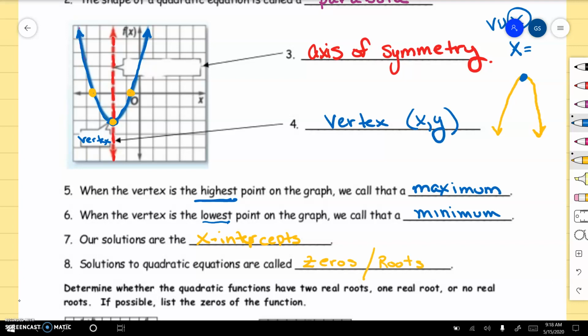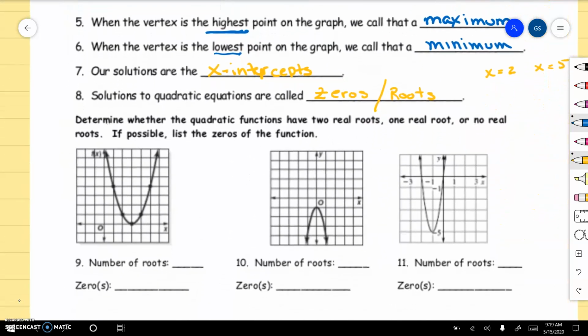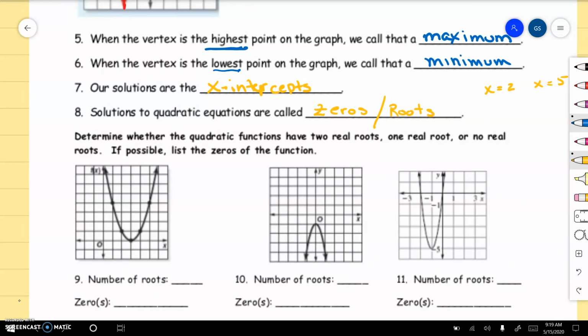Okay, so when we're solving the equation, we get like x equals 2, x equals 5. Those are your solutions, which are also called the zeros or the roots of the quadratic equation. Okay, so let's just do a little more here, and then you'll be done. I know you don't have the sheet, but just try to write down the vocabulary and what it all means.